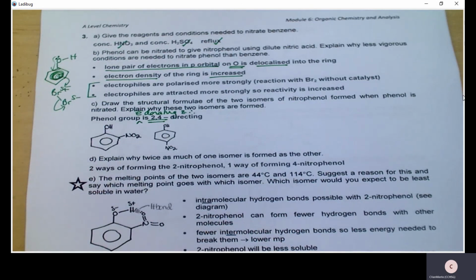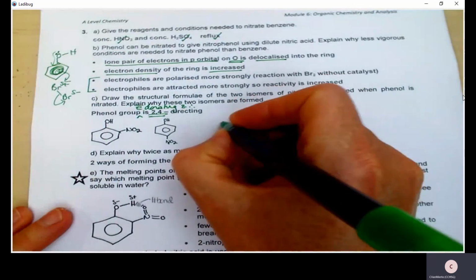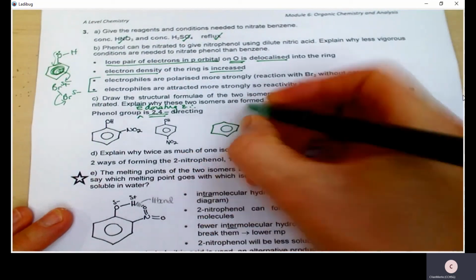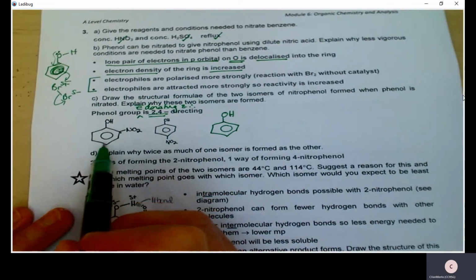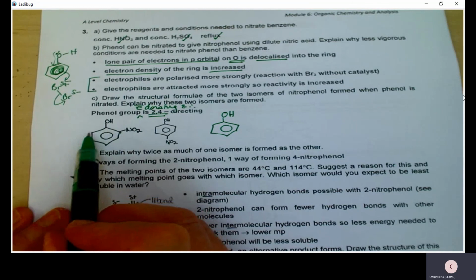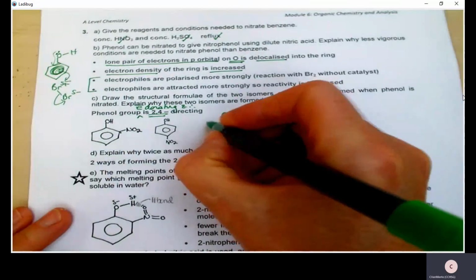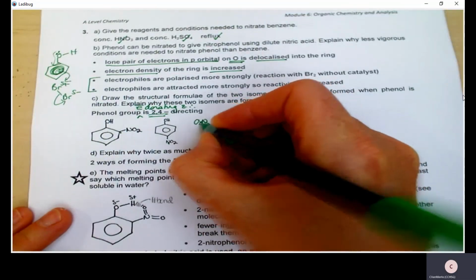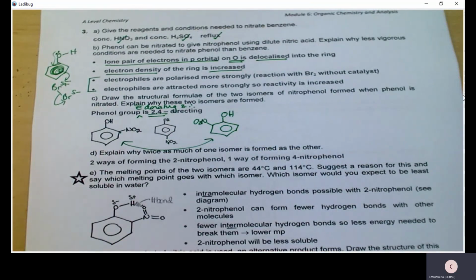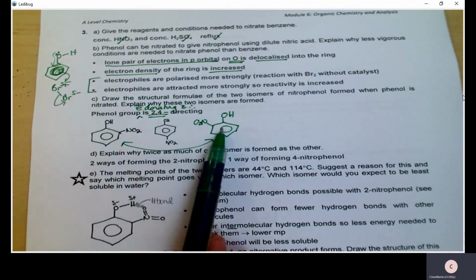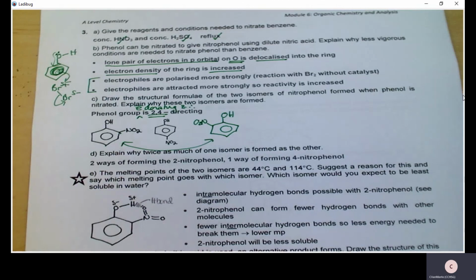Explaining why twice as much of one isomer is formed compared to the other. If I was to draw out a third structure of our phenol here, so we've had the NO2 group go in the 2 position and the 4 position. Remember, if we count round the other way, this is the 2 position over here. But of course, these two structures are the same as each other. And so if we have 3 molecules that we're reacting, we will get two 2-nitrophenols and 1 4-nitrophenol. So there's 2 ways of forming the 2-nitro and 1 way of forming the 4-nitro.